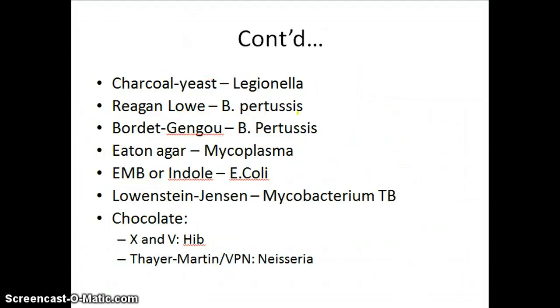Okay. Continuing on, charcoal yeast. Think Legionella. Regan Lowe test. Okay, that has heavily been put out now by the Bordetella test, all right, for Bordetella pertussis. Look, that's in the name, okay, Bordetella. But note the Regan Lowe test, okay, because boards will still test on that sometimes.